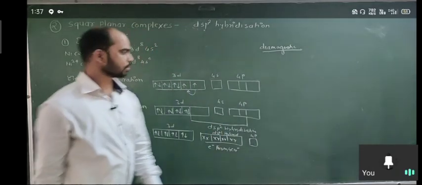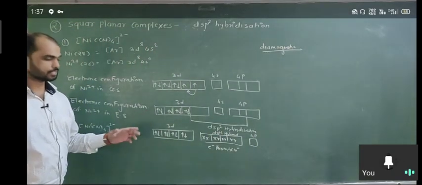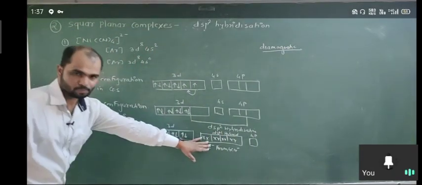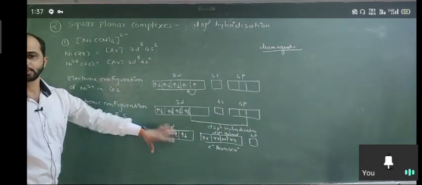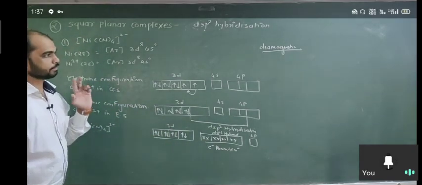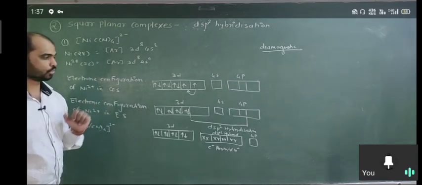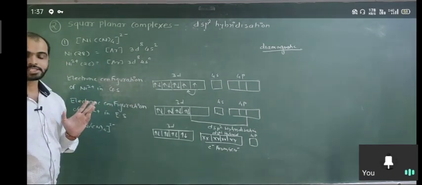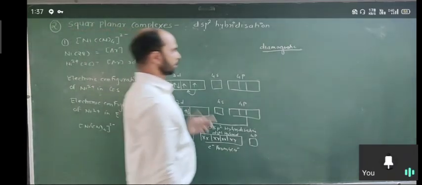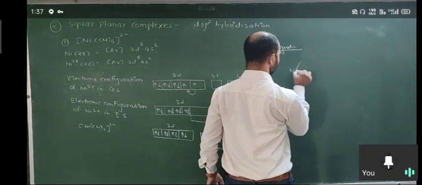Why? Because there is no unpaired electron here or here. That means the magnetic nature is diamagnetic and the magnetic moment is 0, and dsp2 hybridization suggests a square planar geometry. So we can draw the structure here.